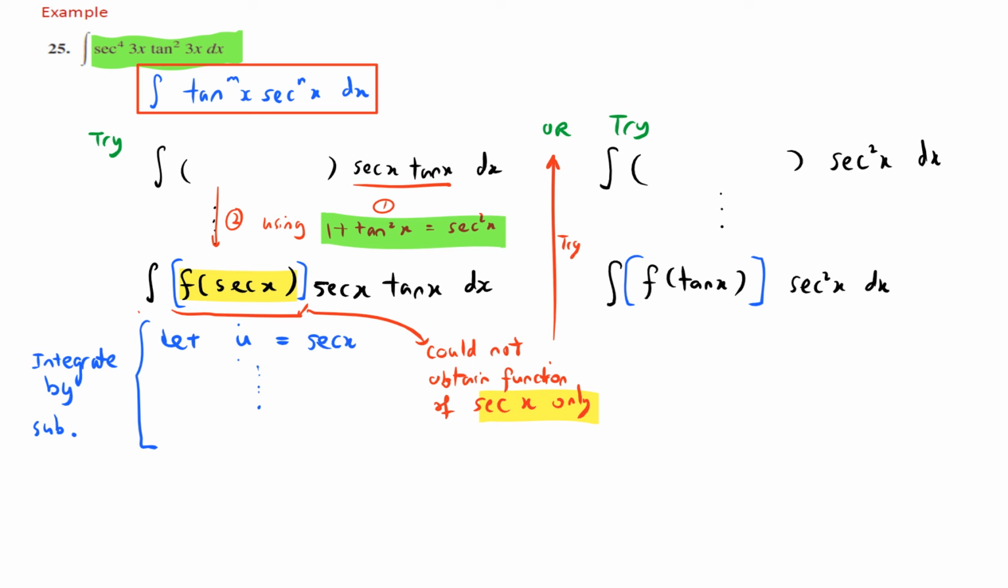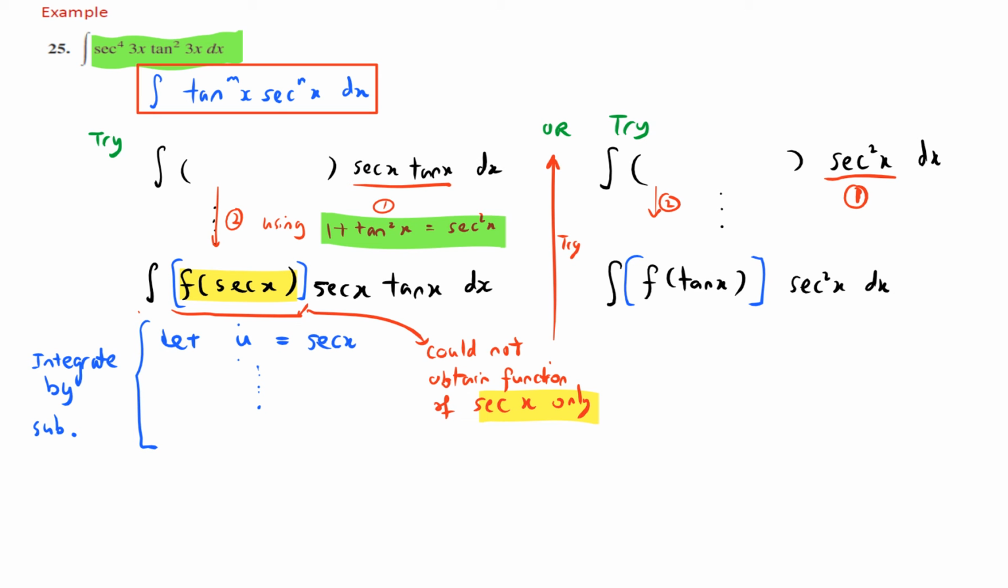Similarly, you have to do something. You have to get secant square out. That's the first step. Same thing like previously, but previously it was secant x times tangent x, now it is secant square. Okay, same thing. The second step is here.